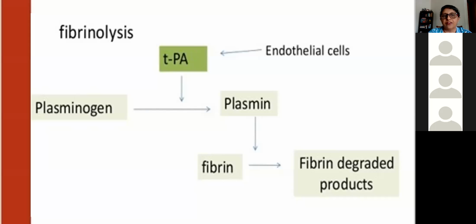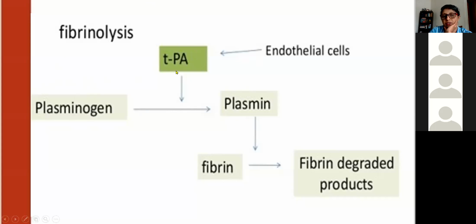So there will be fibrinolysis. For fibrinolysis, one serine protease, plasmin, is the main factor. And this plasmin is produced from plasminogen. And this plasminogen circulates in the blood, as well as being attached to fibrin or the tissue.